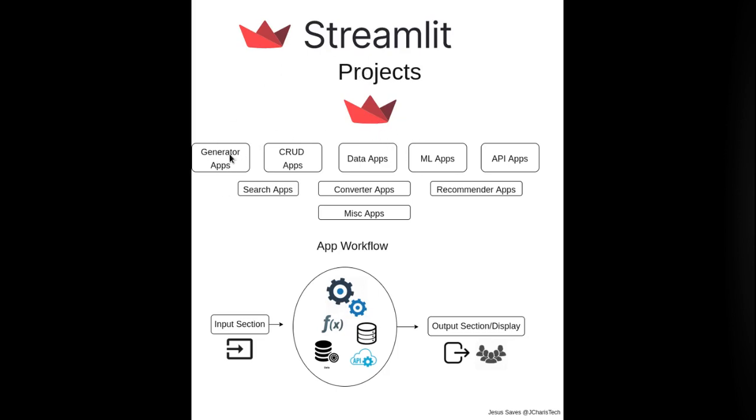We'll be building generator apps, CRUD apps, normal data apps, ML apps, and API apps, that is, we'll be trying to use an API inside Streamlit. We'll also be building search apps, convert apps, miscellaneous apps, any app idea that comes into our head, and recommend apps. So this is a full challenge, not just for the next 7 days, but for 30 days. But I'll be releasing just the next 7 apps, right, for the next days that will be coming.